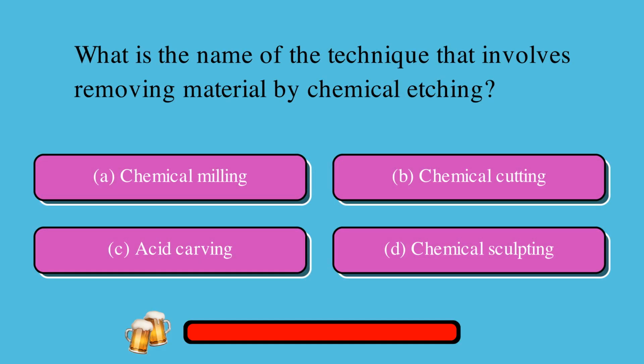What is the name of the technique that involves removing material by chemical etching? A, chemical milling, or B, chemical cutting, or C, acid carving, or D, chemical sculpting? The correct answer is A, chemical milling.